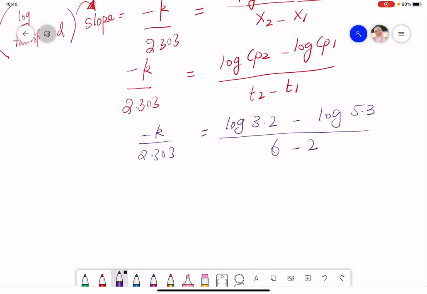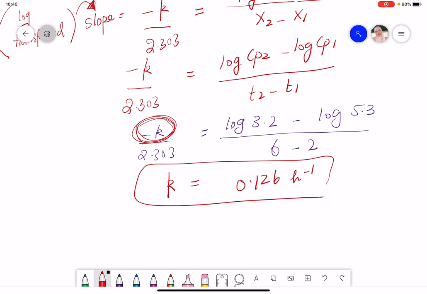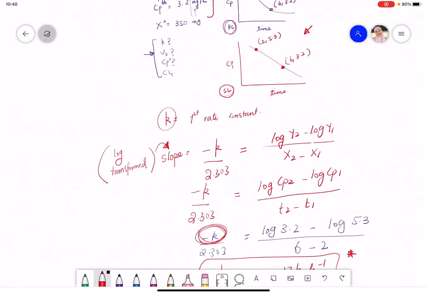And from here, you can determine the parameter that I'm asking about. So K would be equal to 0.126 hour minus 1. Okay, this is your first parameter. So this is done.